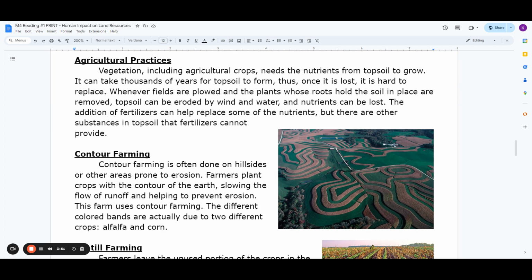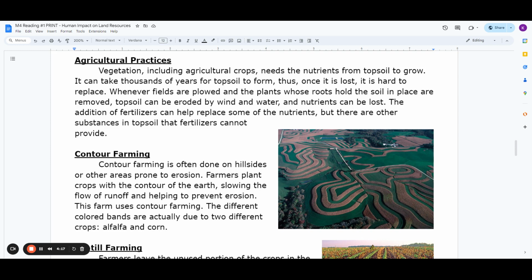Agricultural practices. Vegetation, including agricultural crops, needs the nutrients from topsoil to grow. It can take thousands of years for topsoil to form. Thus, once it is lost, it is hard to replace. Whenever fields are plowed and the plants whose roots hold the soil in place are removed, topsoil can be eroded by wind and water, and nutrients can be lost.